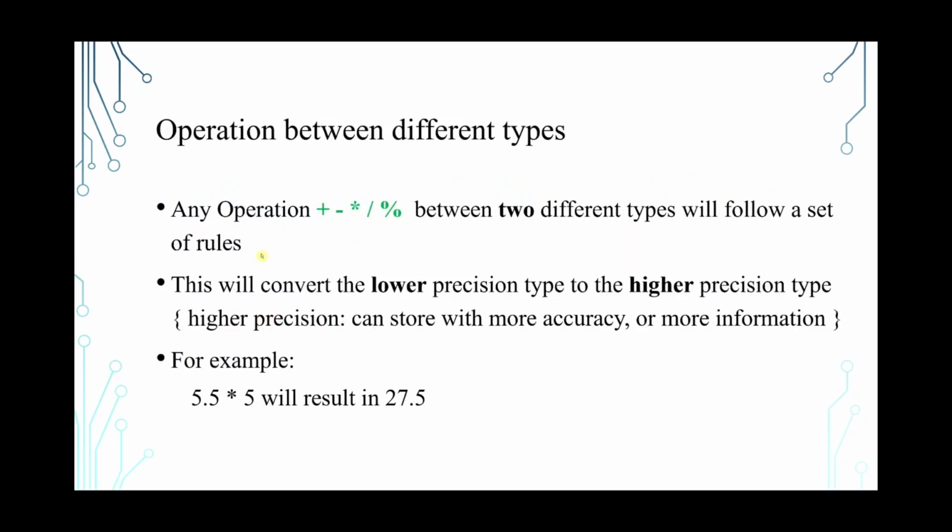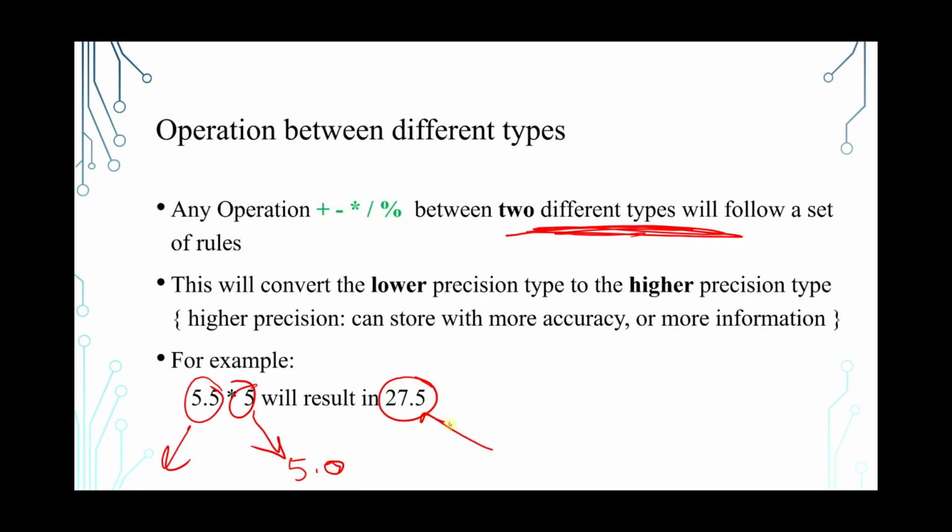So for any operations between two different types, the compiler will follow a set of rules. This will convert the lower precision type to a higher precision type. Higher precision can store with more accuracy or more information. For example, 5.5, basically this is a double literal. This is an integer literal. It will result in 27.5, because the compiler is going to promote this one to 5.0, then do the multiplication and produce this result.